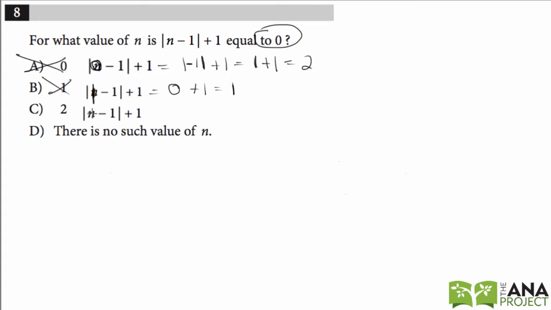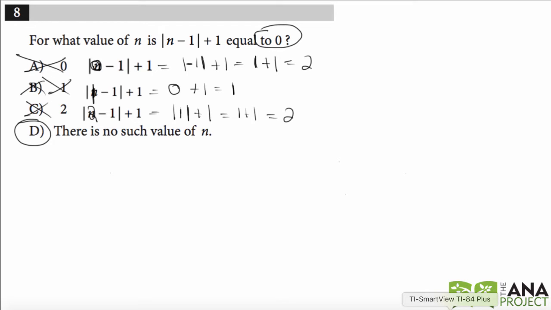Now let's try 2. So instead of this n, we'll put a 2 here. The absolute value of 2 minus 1 is 1, and the absolute value of 1 is also 1. So that's like putting the absolute value of 1, plus 1. Absolute value of 1 is 1, so 1 plus 1 equals 2, and that does not equal 0. So if A, B, and C don't work, then we're left with D. There's no such value of n.